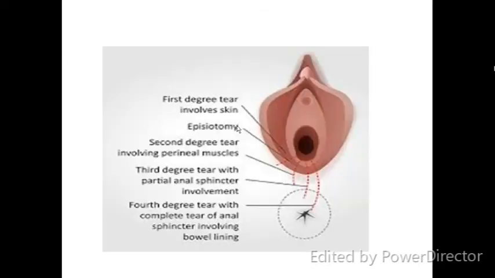So as you see, first degree tear involves the skin. This is the episiotomy, normal episiotomy, so only the skin will go. In case of second degree, the skin and muscle will go. In third degree, skin, muscle and external anal sphincter will go. This is internal, this is external. In fourth degree, skin, muscle, external and internal sphincter and anal mucosa will go.